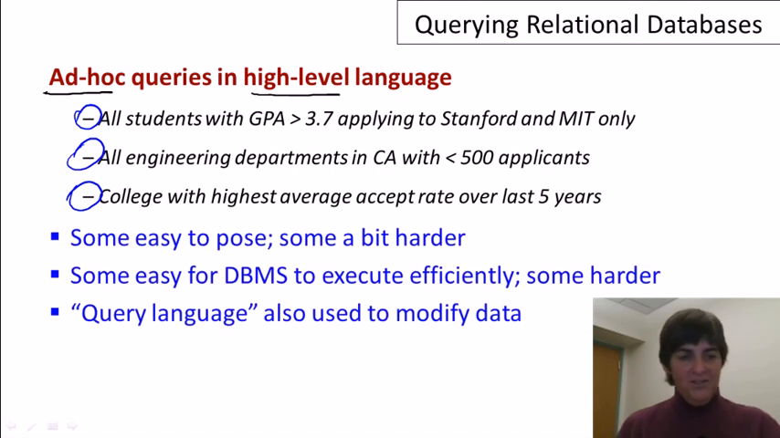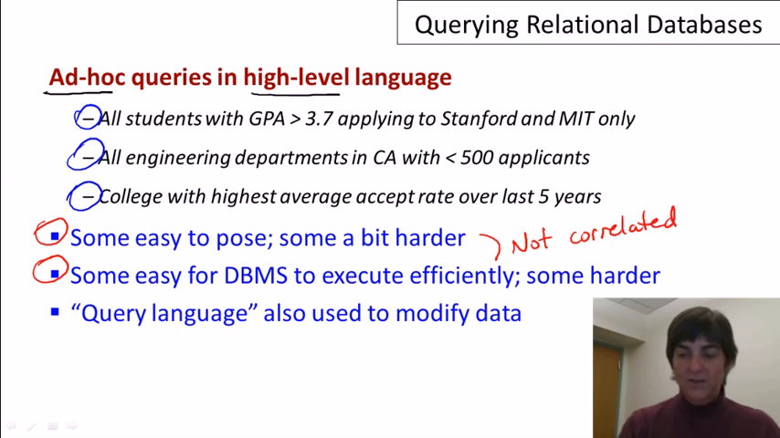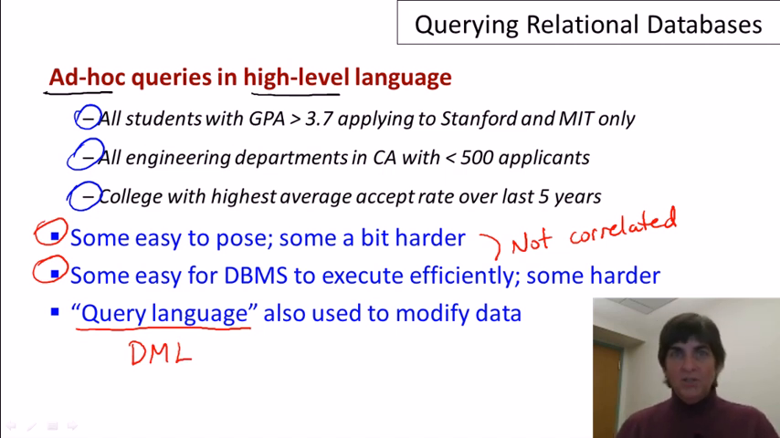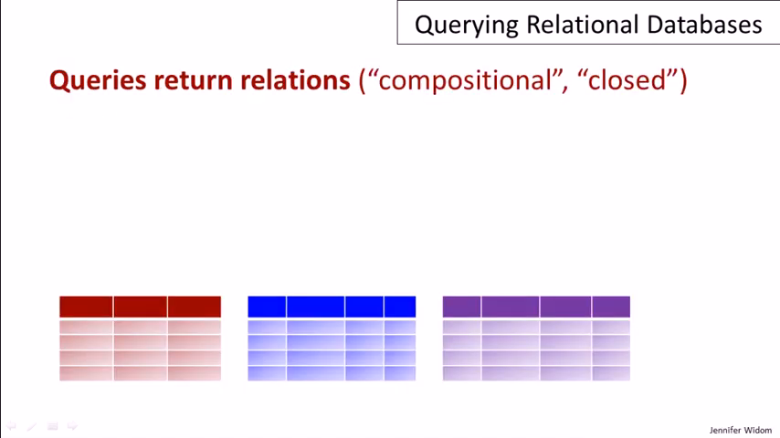Some queries are easier to pose than others. That's certainly true. The 3 queries you see here are, as I said, pretty easy to pose. Now, some queries are easier for the database system to execute efficiently than others, and interestingly, these 2 things aren't necessarily correlated. There are some queries that are easy to pose but hard to execute efficiently, and some that are vice versa. Now, just a bit about terminology. Frequently people talk about the query language of the database system. That's usually used synonymously with the DML or data manipulation language, which usually includes not only querying but also data modifications. In all relational query languages, when you ask a query over a set of relations, you get a relation as a result.